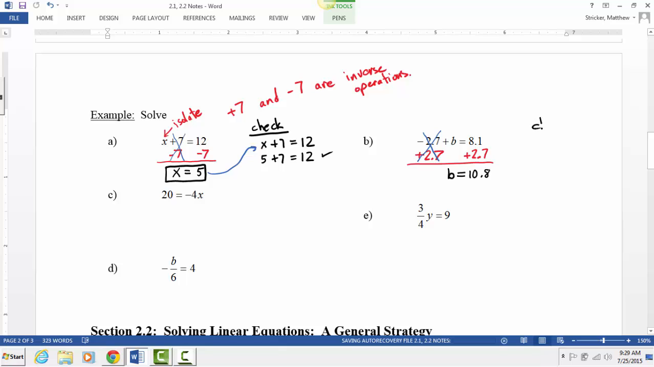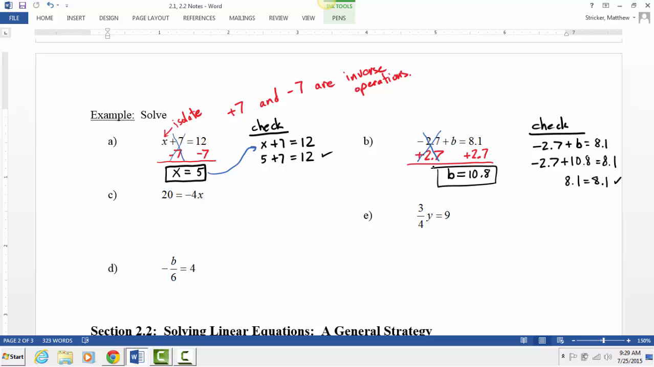And again, we could check this. If I plug in negative 2.7 plus b equals 8.1, and I plug this 10.8 in for b, you get negative 2.7 plus 10.8 equals 8.1. And it turns out when you add negative 2.7 plus 10.8, you do get 8.1. So we get 8.1 equals 8.1, which means 10.8 is our solution. Okay, hopefully this makes sense. Again, I think you have probably done this before, but we're reviewing anyway.